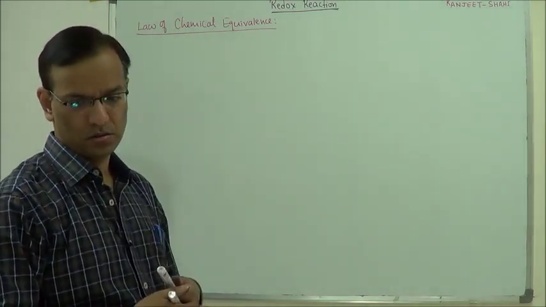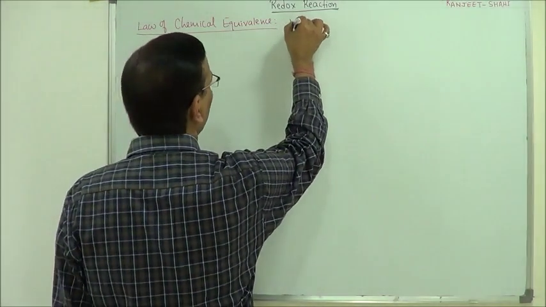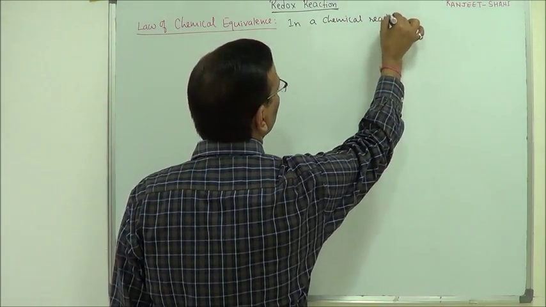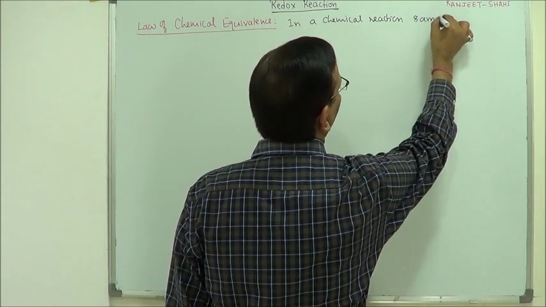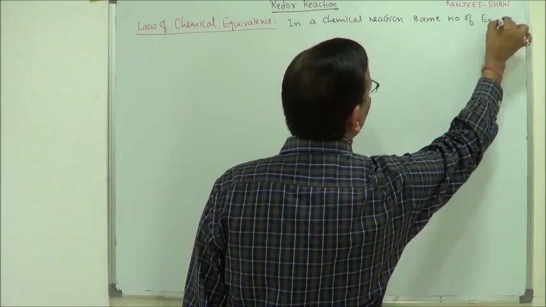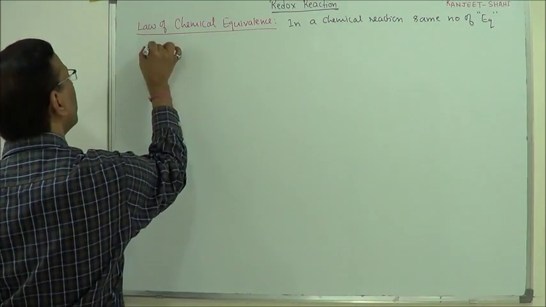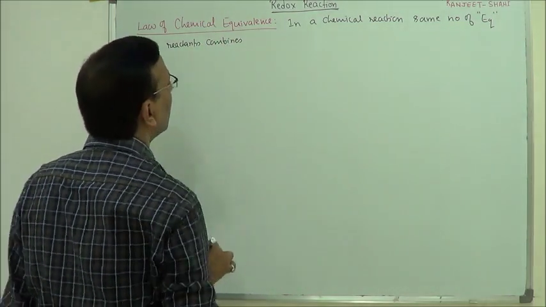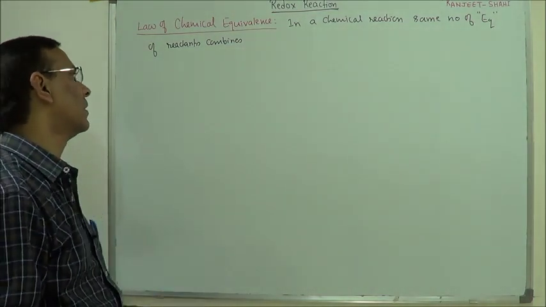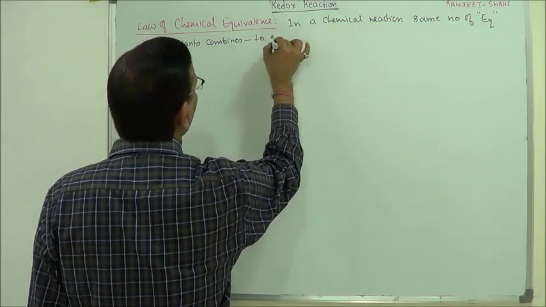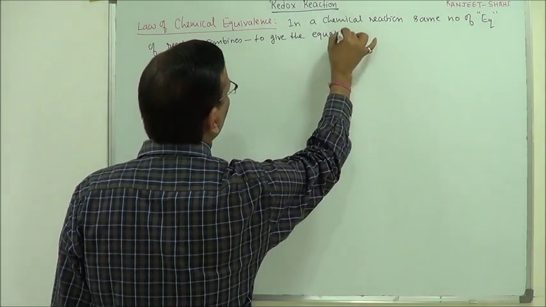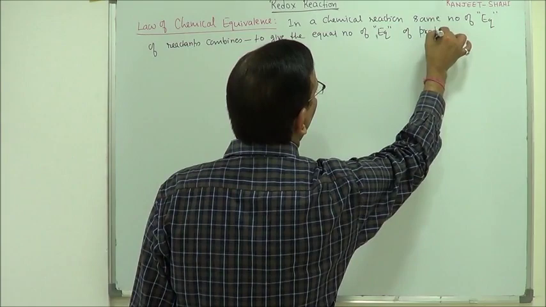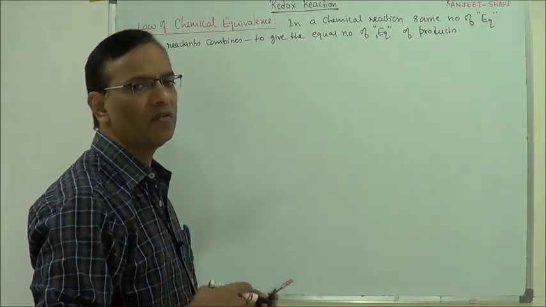According to this law, in a chemical reaction, the same number of gram equivalents of reactants combine to give an equal number of gram equivalents of products.